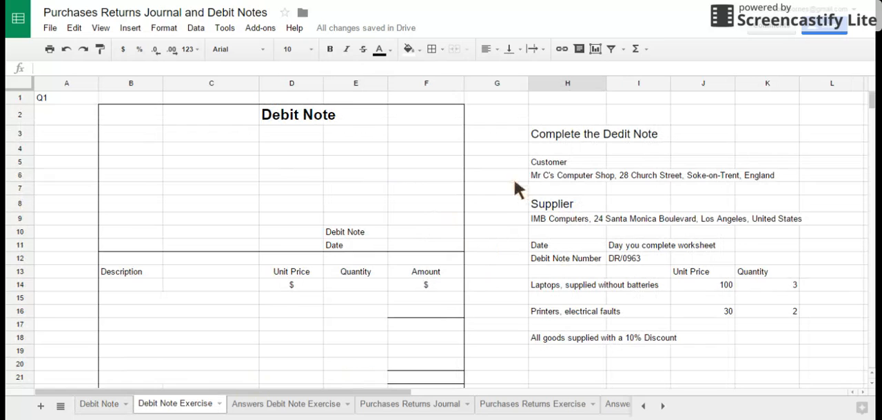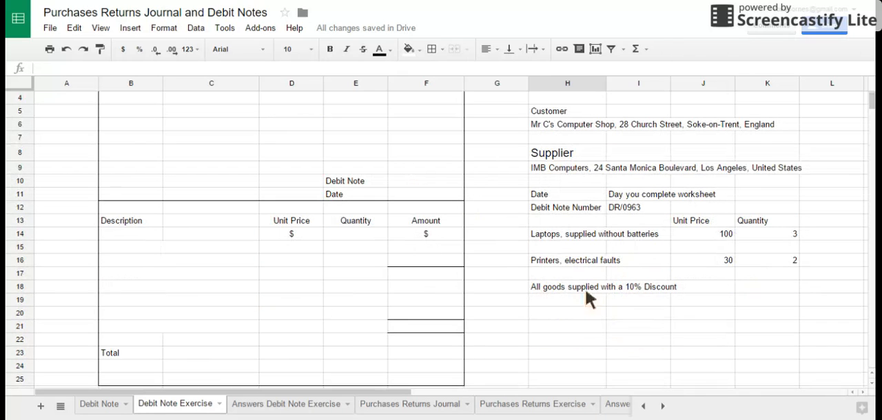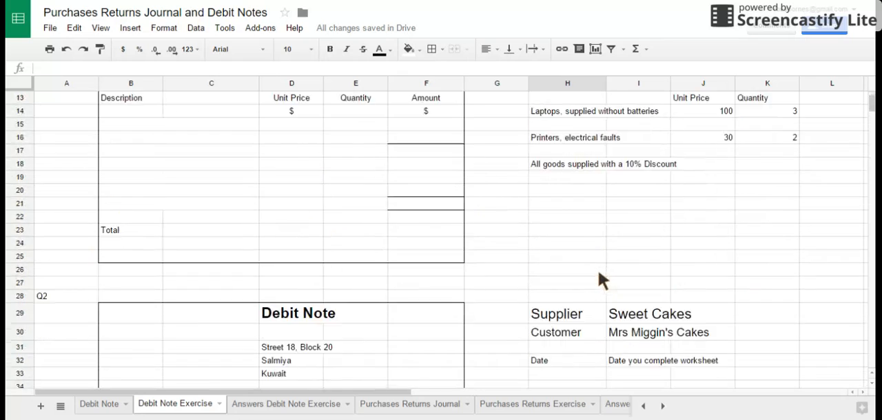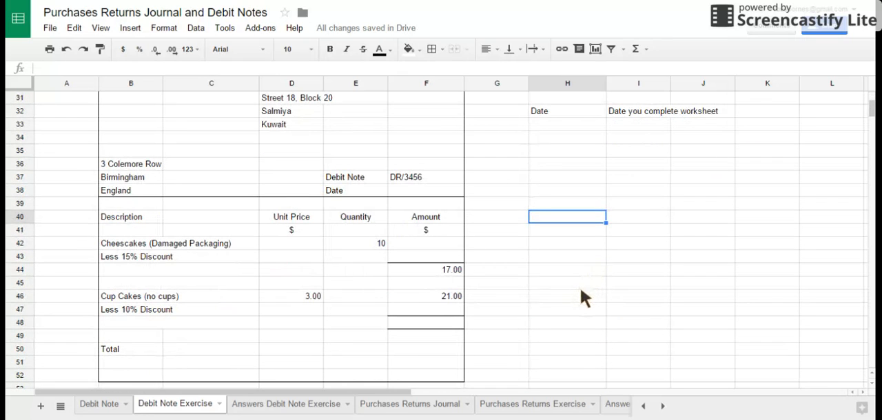What I've done for you are a couple of debit note exercises so that you're ready for your exams. Obviously put in the correct addresses, names, debit note numbers, and dates, and you've got 2 items to enter. The second exercise is slightly more complicated.